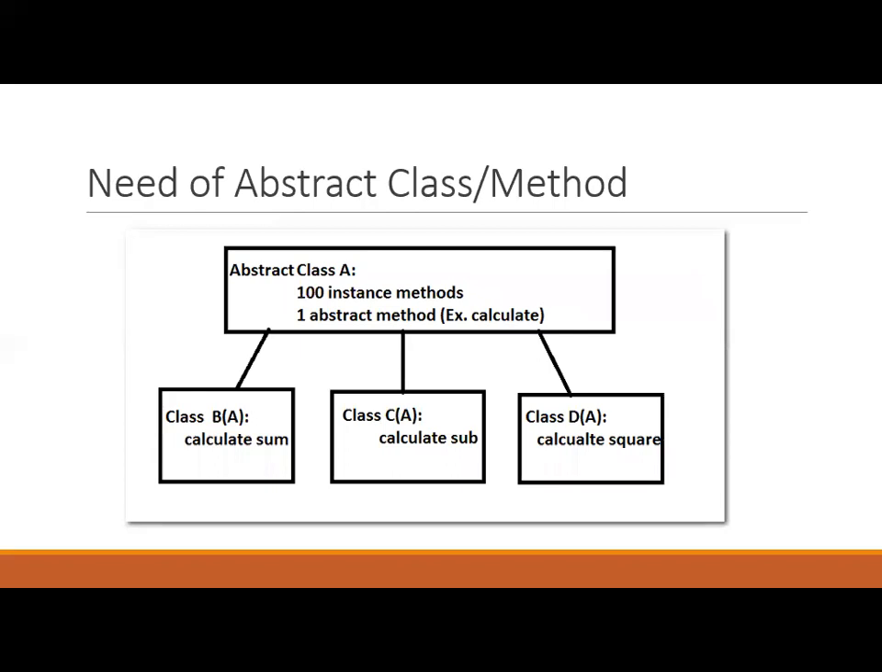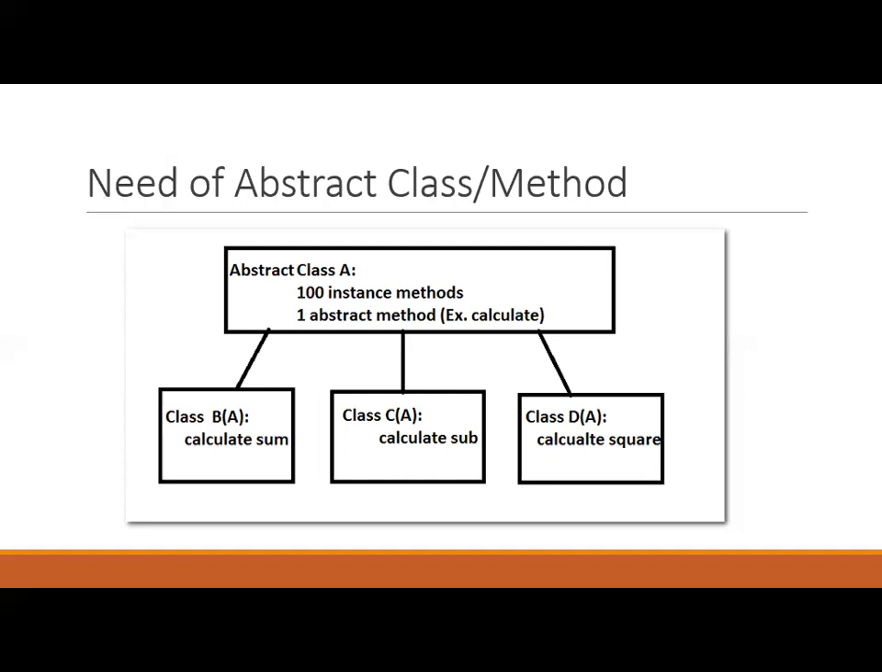Let's say we have 3 subclasses, and these 3 subclasses have 3 different requirements for the calculate method. For example, class B has the requirement of calculating the sum, class C has the requirement of calculating the subtraction, and class D has the requirement of calculating the square value for a given number. If I declare it as an abstract method in class A, class B can implement it in its own way for calculating the sum, class C in its own way for calculating the minus value, and class D in its own way for calculating the square value.